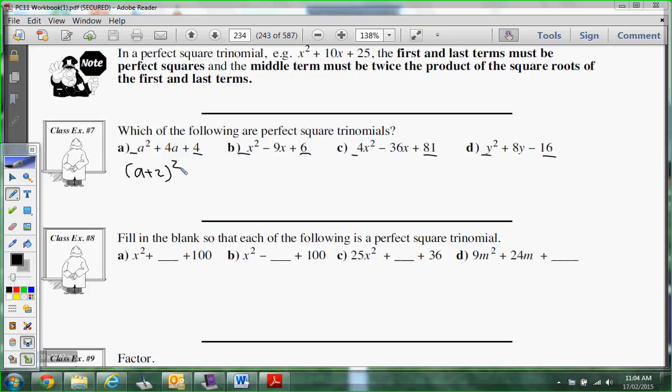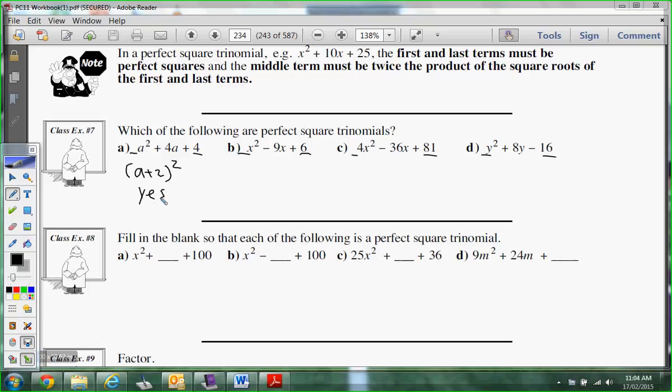How can I check the middle? What was our rule up here? Twice the product, right. Is a plus 2 times 2, what's that? So a times 2 is 2a times 2 is what? Is that correct? Yes, so this one's a yes. This is a perfect square trinomial.